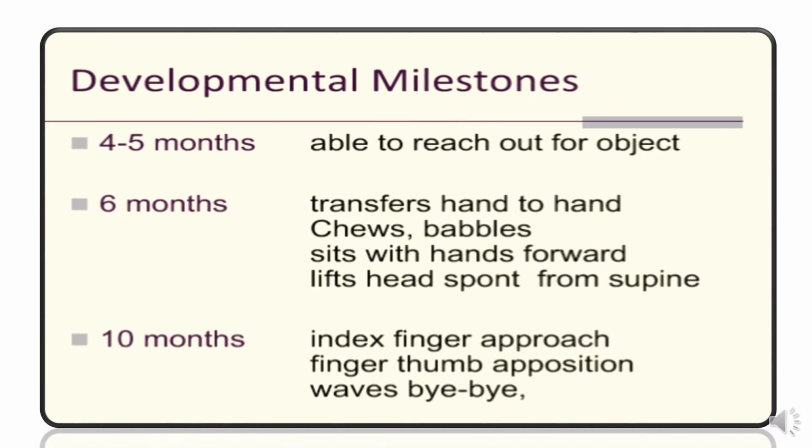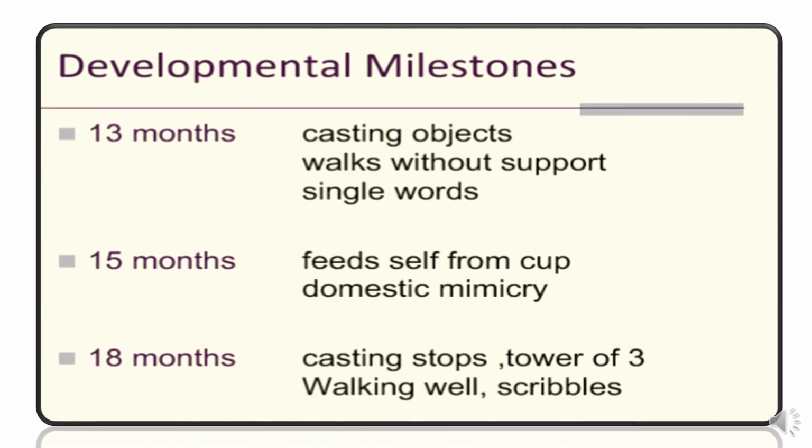At the age of 4 to 5 months, he will be able to reach out for objects. At the age of 6 months, he will transfer hand to hand. He will babble, sit with hands forward, and lift his head spontaneously from the supine position. At the age of 10 months, he will make the index finger approach, and he will be able to make the finger thumb opposition and wave bye bye easily. At the age of 13 months, he will cast objects, walk without support, and he can pronounce single words.